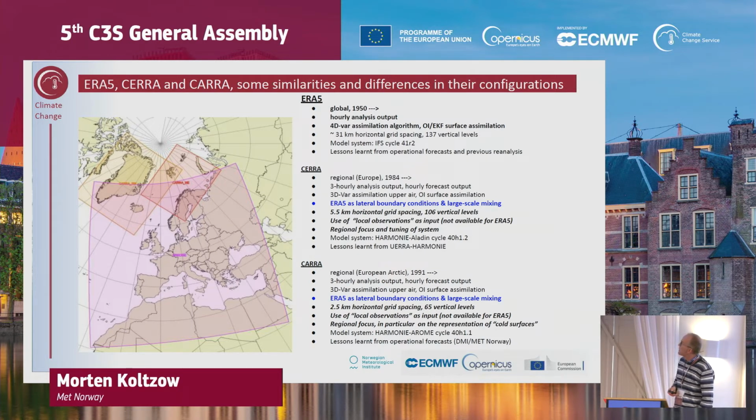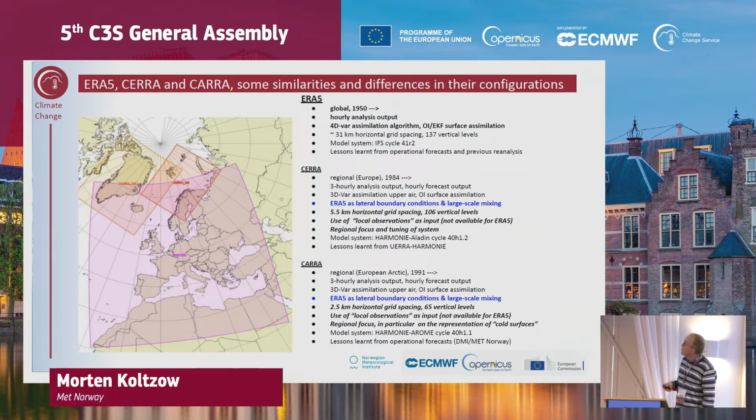However, the main advantage of the regional systems is that they have a much higher horizontal resolution or grid spacing: 2.5 kilometer grid spacing in CARA, 5.5 in SERA, compared to 31 kilometer in ERA5, which means that the regional systems can provide much more spatial detail.